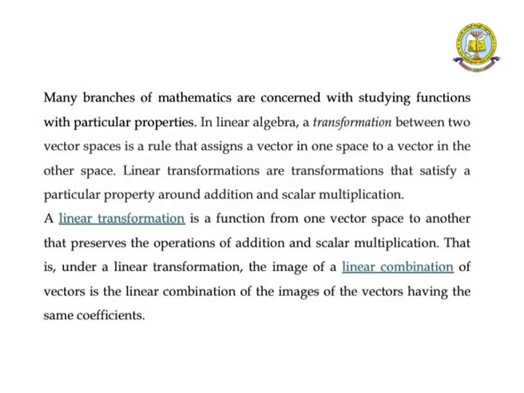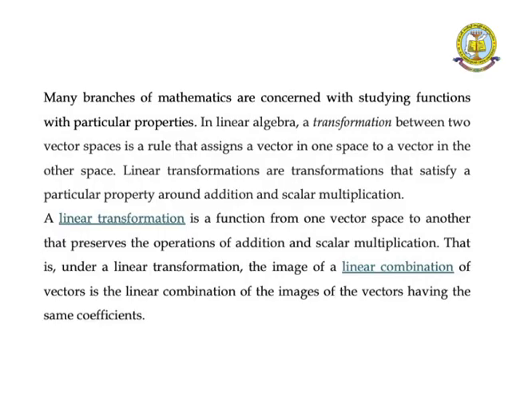Linear transformations are transformations that satisfy a particular property around vector addition and scalar multiplication. In fact, a linear transformation is a function from one vector space to another that preserves the operations of addition and scalar multiplication. What do you mean by that? Under a linear transformation, the image of a linear combination of vectors is the linear combination of the images of the vectors having the same coefficients.